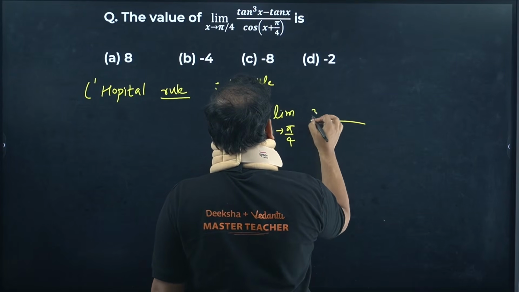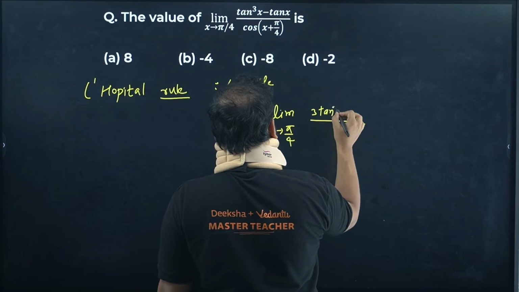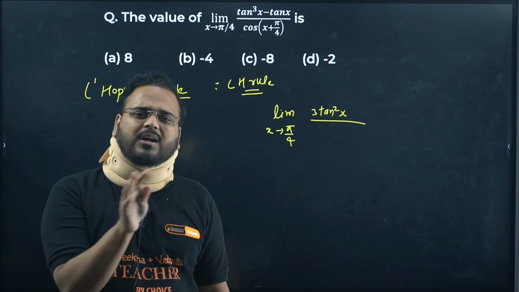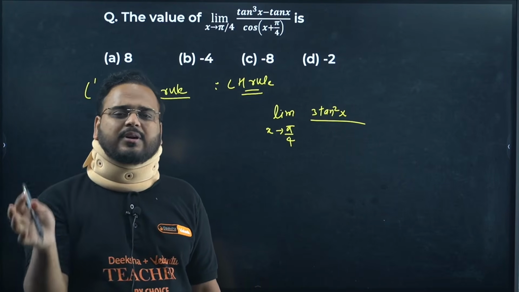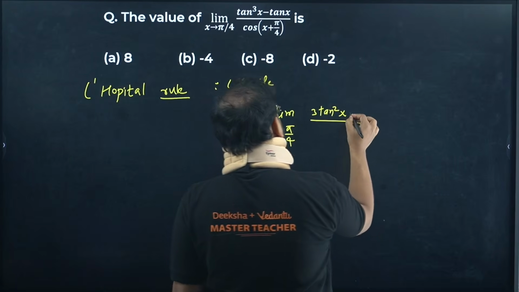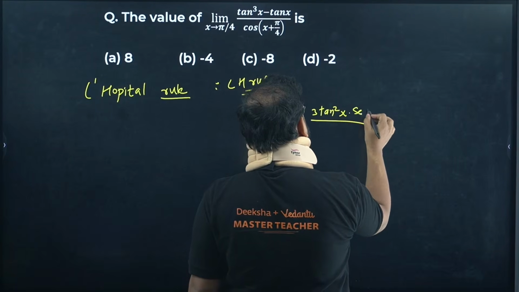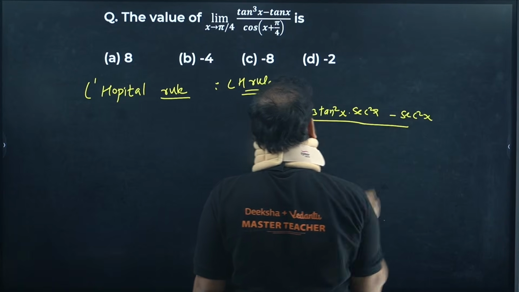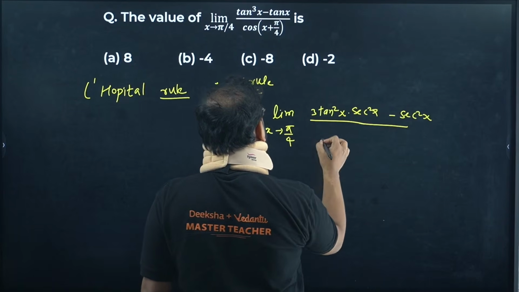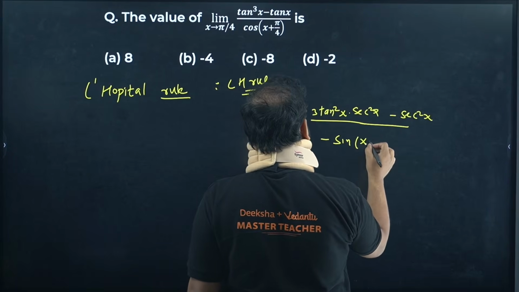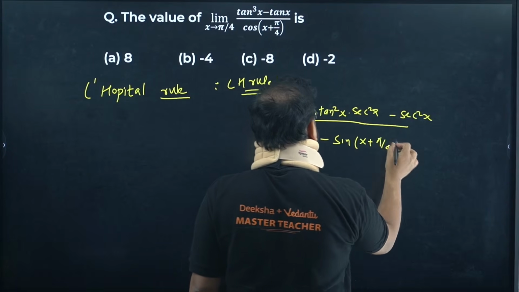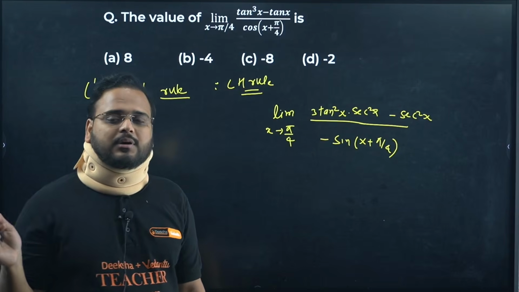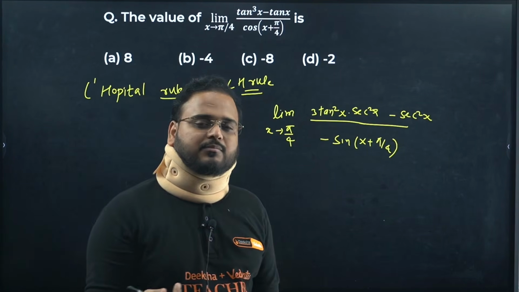Tan cube becomes 3 tan square. Derivative of tan cube is 3 tan square. How, sir? Polynomial derivative. X power 3 is 3x square. Now differentiate tan with chain rule. You'll get this as tan becomes secant square x minus secant square x. For cos you'll have minus sine x plus pi by 4. For the second term in numerator, we don't apply chain rule because you don't have to. Derivative of x is 1.